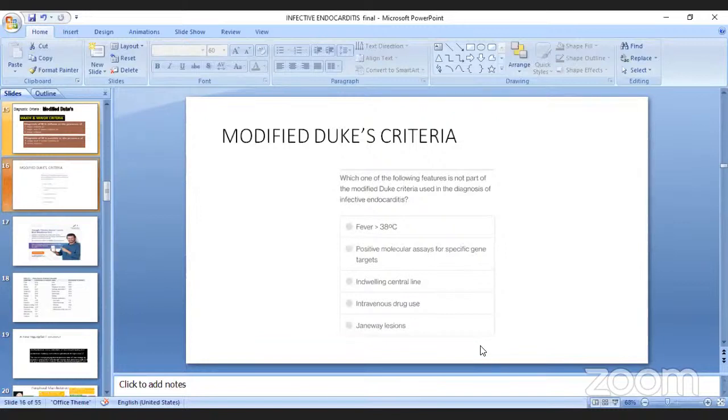Now, a question for you all. Which one of the following features is not, I am repeating, it is not a part of the modified Duke's criteria used in the diagnosis of infective endocarditis? Anyone can answer this for me. Fever more than 38 degrees, positive molecular assay for specific gene targets, indwelling central line, intravenous drug use, Janeway lesions.